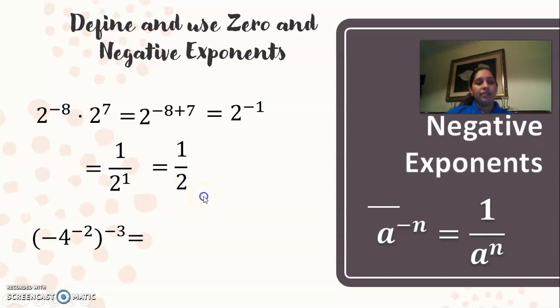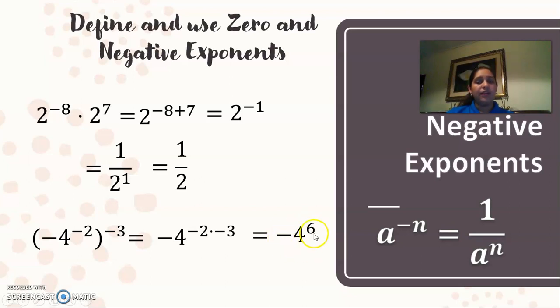Now let's see our last example of negative exponents. Negative 4 raised to the power of negative 2, and this is also raised to the power of negative 3. Now what am I going to do? Well, my power of a power property tells me that I need to multiply my exponents. So I'm going to have it like this. Negative 4 is raised to the power of negative 2 times negative 3. So I multiply negative 2 times negative 3. This gives me positive 6. So I have negative 4 raised to the power of 6.